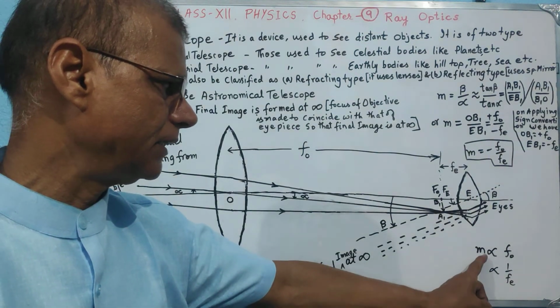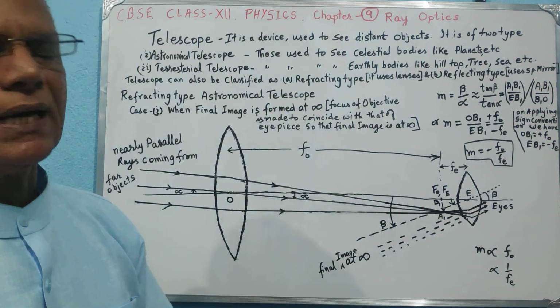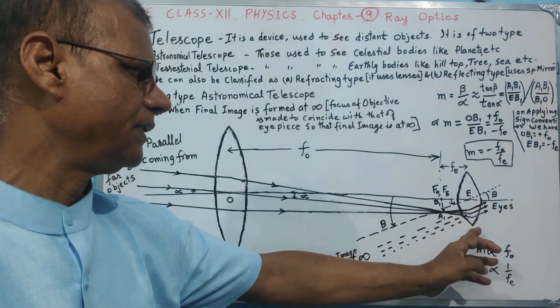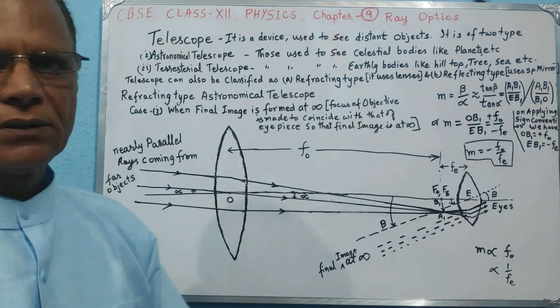Now the second thing is that magnification is inversely proportional to the focal length of the eyepiece. So that means the smaller the focal length of the eyepiece, the greater the magnification. So that's all for today.